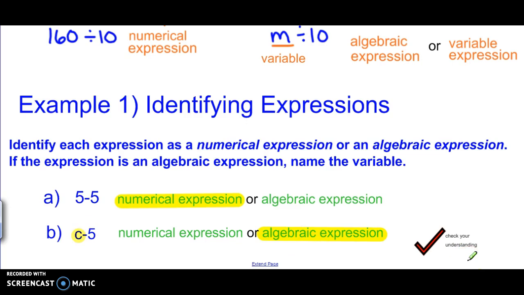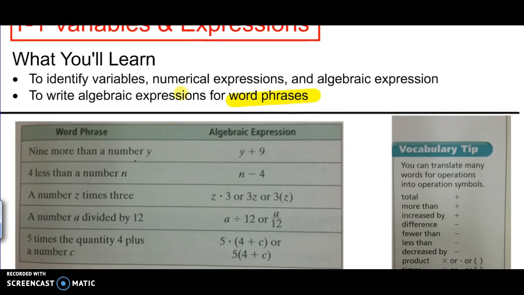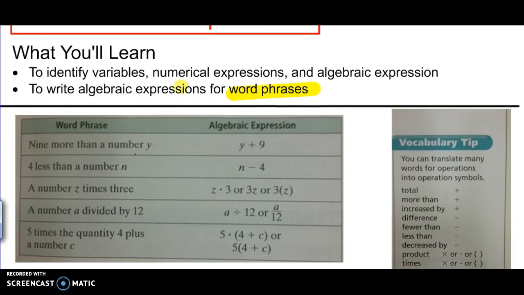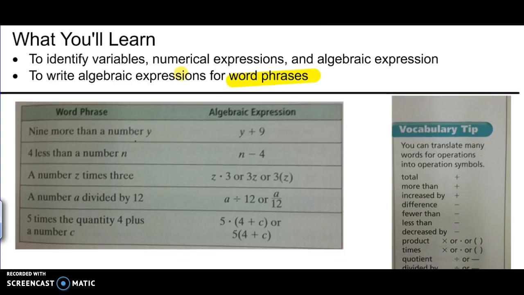It is now your turn to check your understanding. Now let's move on to our second objective, which is to write algebraic expressions for word phrases. I have on the screen a few examples of what they could look like. I have given you a word phrase and an algebraic expression. I've also given you some vocabulary tips on the right for words that would mean add, subtract, multiply, or divide. So let's look on the left.